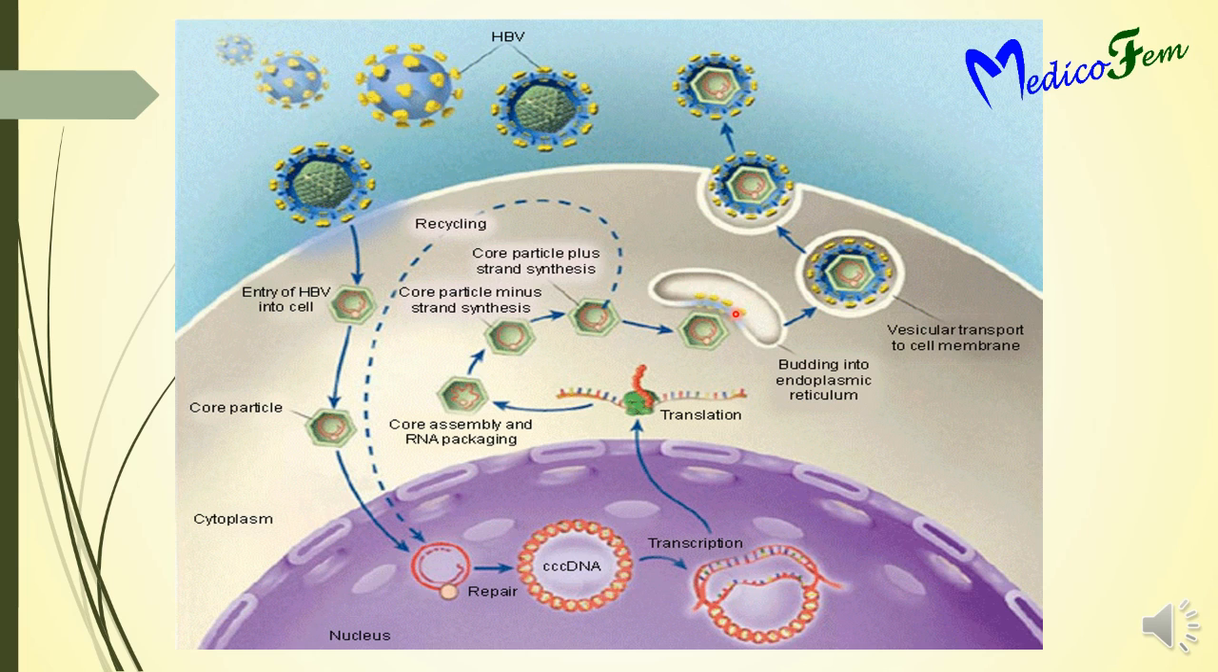budding occurs and it gains the viral envelope from the endoplasmic reticulum. After getting the envelope, it is transported to the cell surface membrane and goes to the circulation. So this is the complete life cycle of the hepatitis B virus in the hepatocyte.